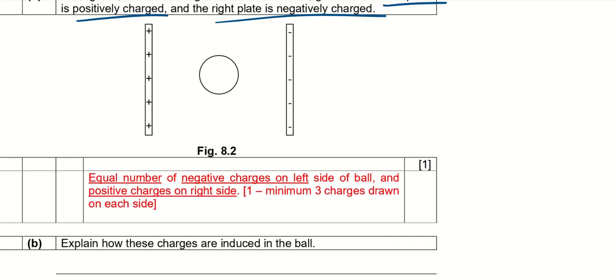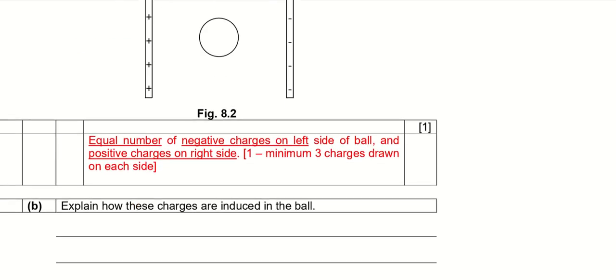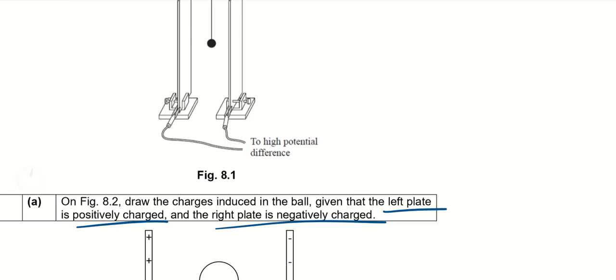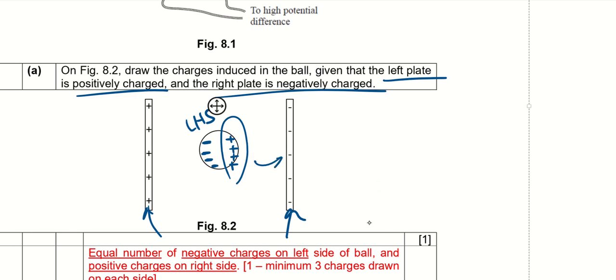Take note, there must be equal number of negative charges on left hand side and equal on right hand side, induced in the ball, okay? That means I need to draw on the ball itself. Because here is positive, right? Here is negative. So electrons will be attracted to this side, attracted to the left hand side. Then on the right hand side, the protons are remaining. They are left behind. So again, you cannot say that protons are attracted to the negative plates, or that protons are repelled by the positive plates. It's always the electrons that are moving.